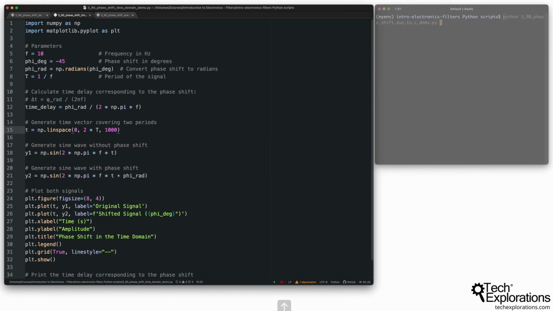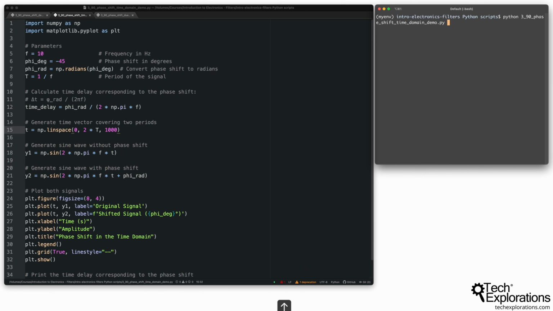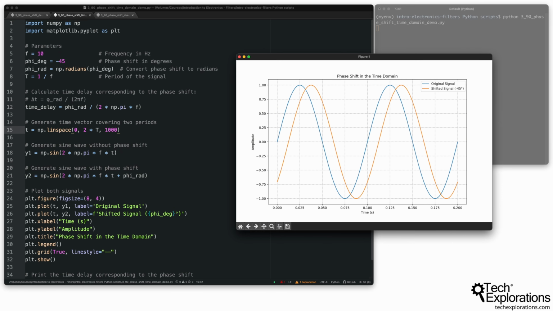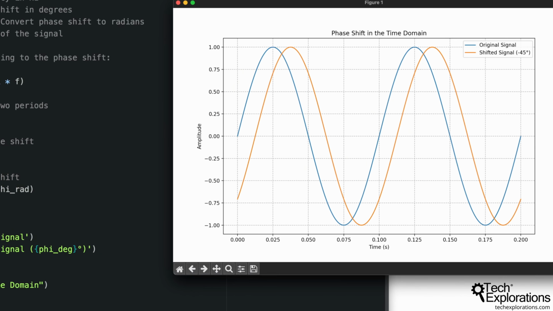When you run the script, you'll see two sine waves, one without any shift and one delayed by the computed time interval. The visualization here demonstrates how a phase shift expressed in degrees directly relates to a time delay in the signal. And of course, you can play around with the script to see what the time delay is like for other frequencies and other phase delays.